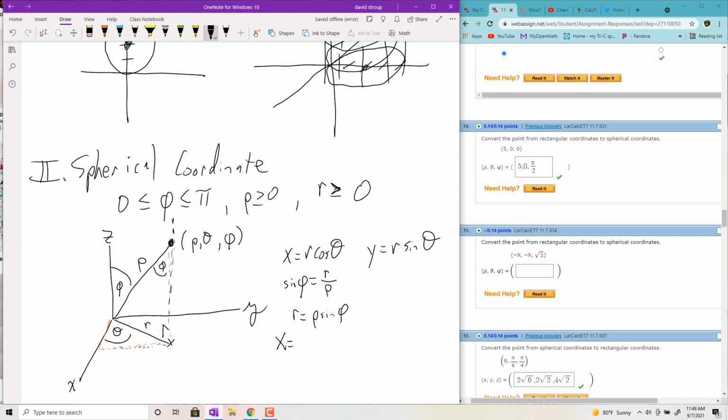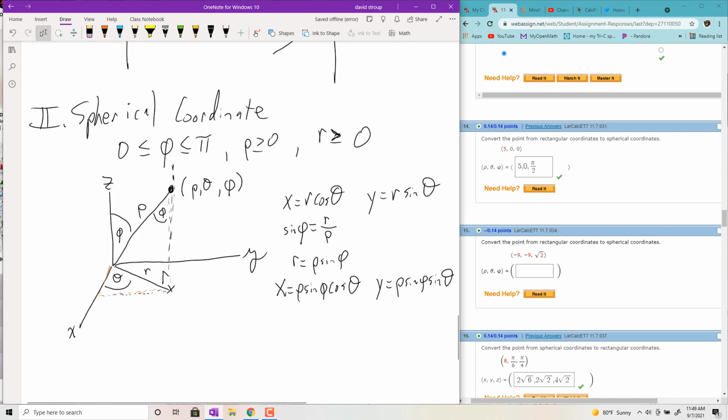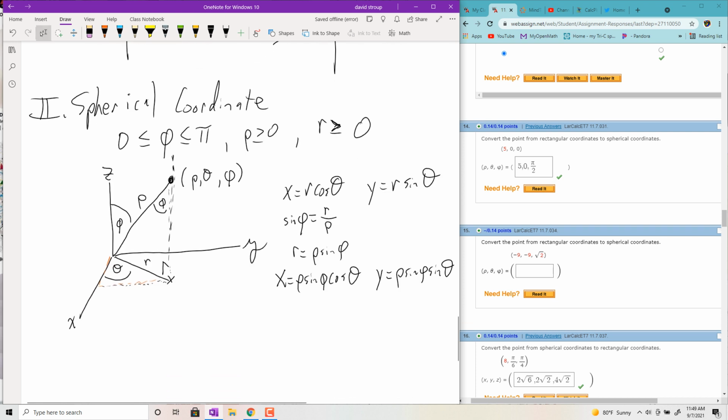Okay, so x will equal what? Rho sine phi, and then cosine theta. And then y we could rewrite as rho sine phi sine theta. From there, we can get a formula for z. This vertical distance here is z. I note that the cosine of phi will equal adjacent over hypotenuse, where rho is the hypotenuse. And then you can solve for z as rho cosine phi.